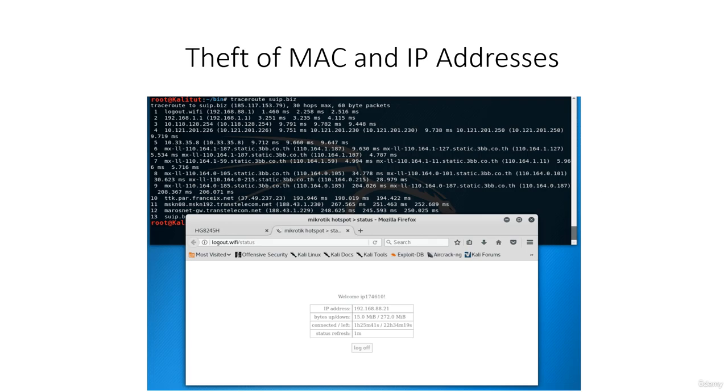Now that we understand the principles on which the work of the captive portal is based, the weak points are clearly visible. The first method of circumventing the captive portal is the theft of MAC and IP addresses. It is the method that uses the hack captive portal script. It intercepts the IP and MAC from someone who is already connected and authorized in the captive portal.